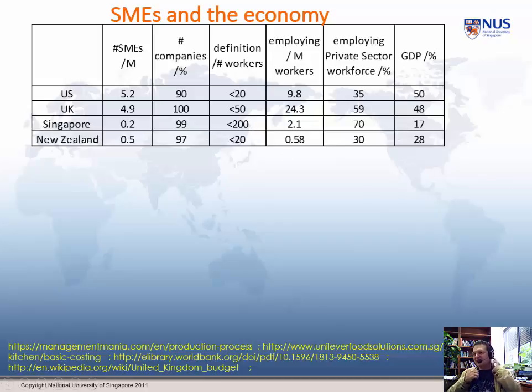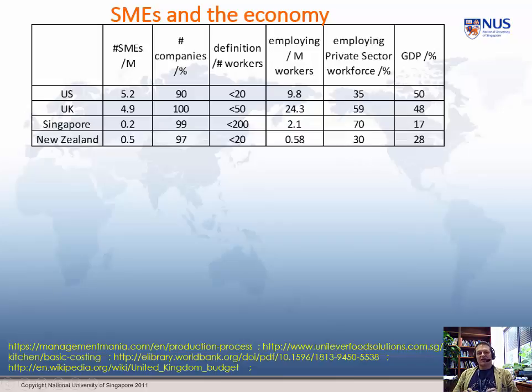But in one sense, that's accountancy, not really relevant at the moment to what we're doing. And these companies between them, what percentage of the workforce do they employ? Well, let's just take the US as an example. You've got 5.2 million of these companies, and they employ 35% of the workforce. So really not insignificant of the private sector workforce. In the UK and Singapore, it's much higher, maybe 60 or 70%. In New Zealand, it's lower, 30%.